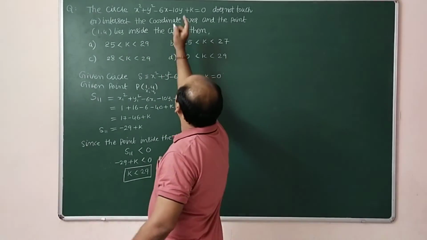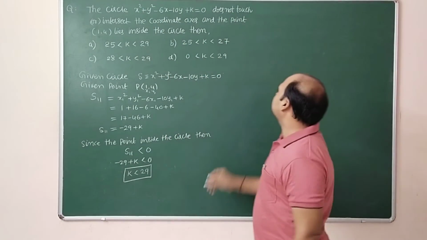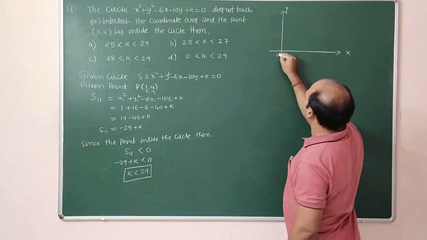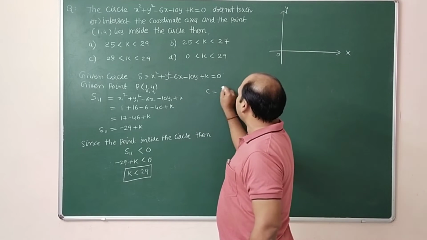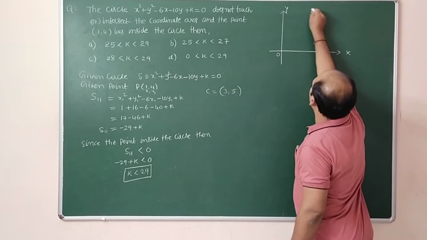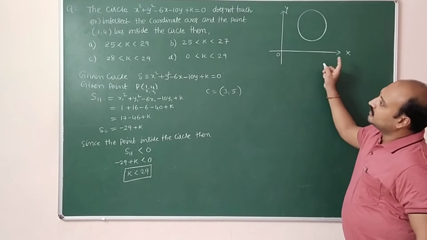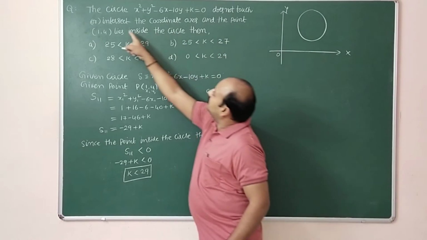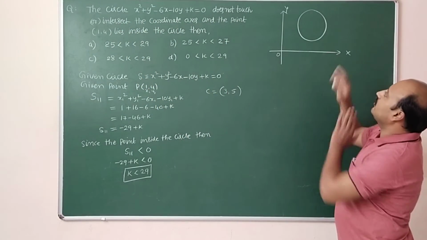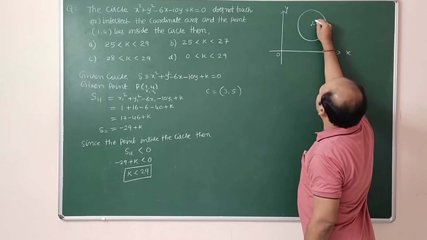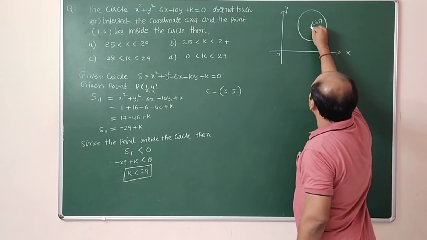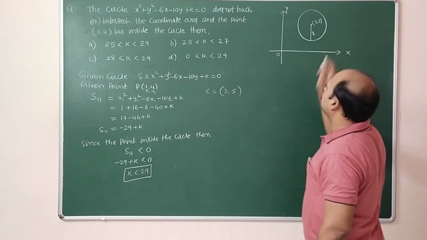But one more condition is there. The circle does not touch, does not intersect. So the circle may be like this now. X-axis, y-axis, origin. Circle center is what? C is equal to minus x coefficient by 2, minus y coefficient by 2, that is (3, 5). So the circle does not touch or intersect the coordinate axis. The figure will be like this. The center is (3, 5). Whenever the circle is like this, this is the radius.